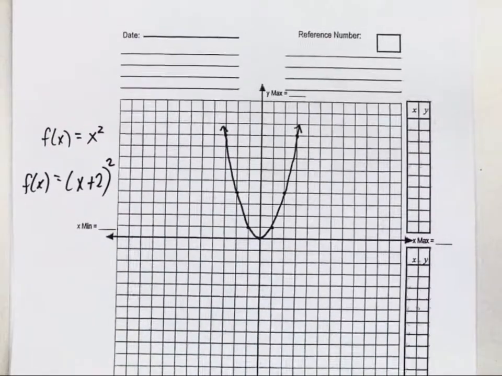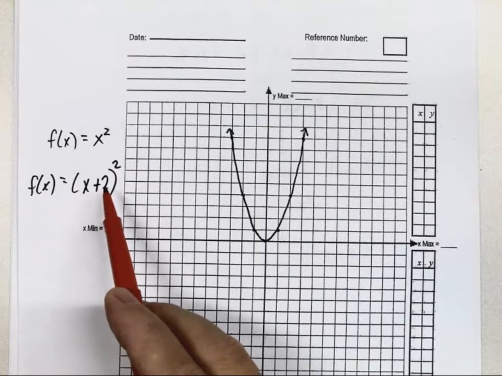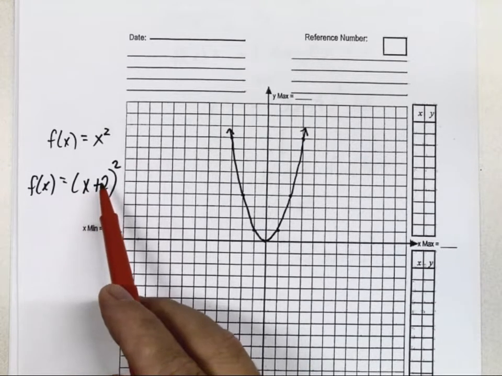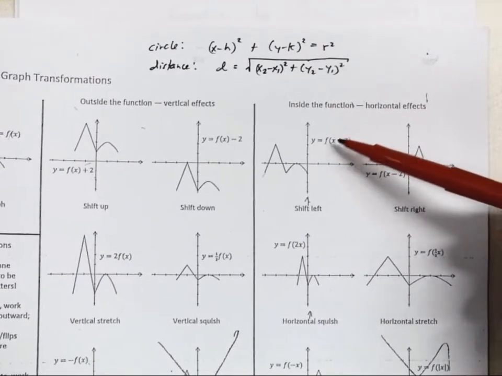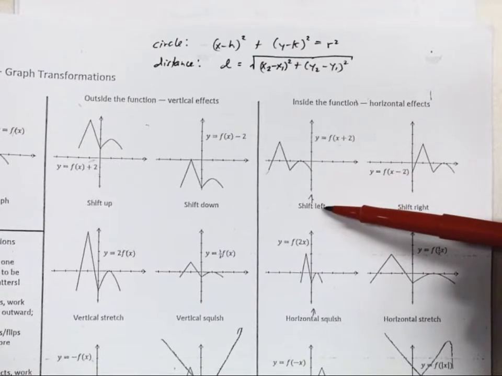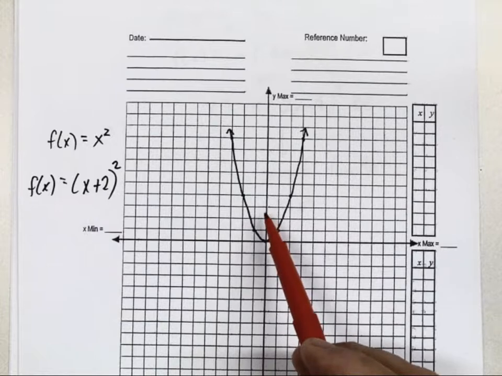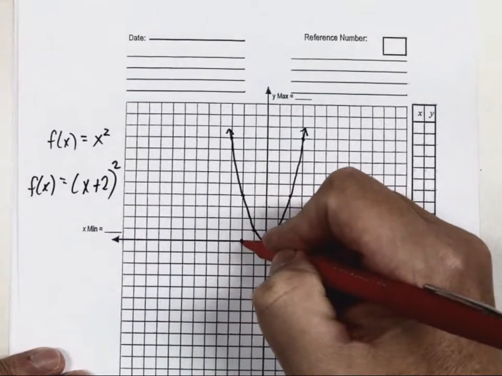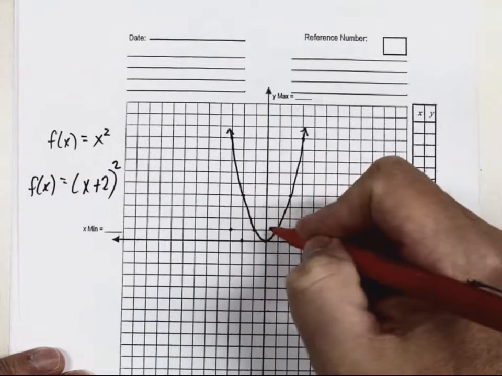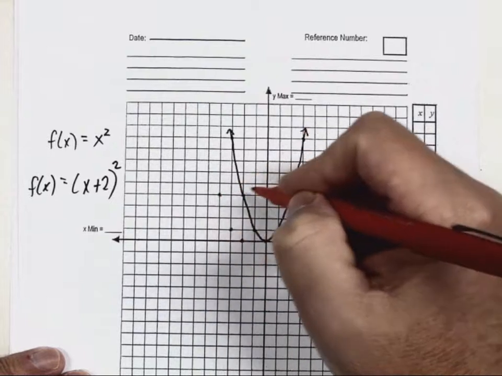Same parent function. Now we add 2, but it's inside the function. I'm actually changing the value of x. If I go to my cheat sheet, just to make sure I don't forget, when I add a number to the x, so it's inside the function, the effect is to shift it left. So therefore, I'm going to shift this graph to the left by 2. So now that point goes here, this one goes here, this one goes here, maybe this one is here.